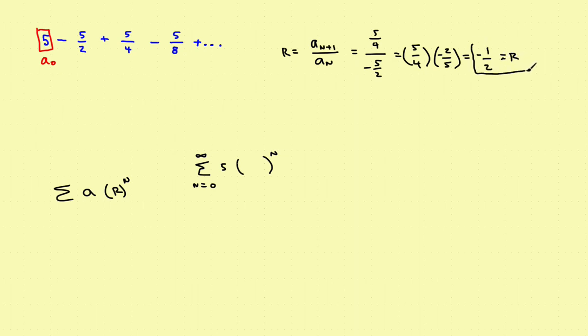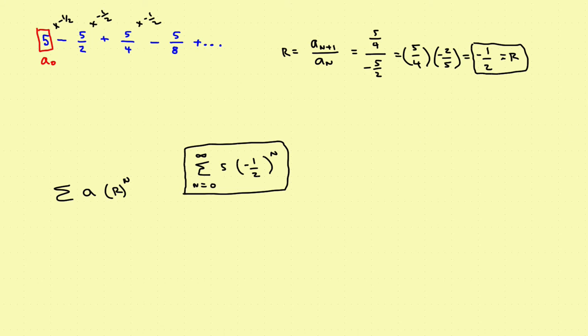So there's the common ratio. And you can check it by going up here and doing this. You start with 5 times a negative 1/2 gives you a negative 5/2. Times a negative 1/2 gives you a positive 5/4. Times a negative 1/2 gives you a negative 5/8, and so on. So you can check your answer like that. So now you know that r is equal to a negative 1/2. Well, now you've got this thing in the right form.